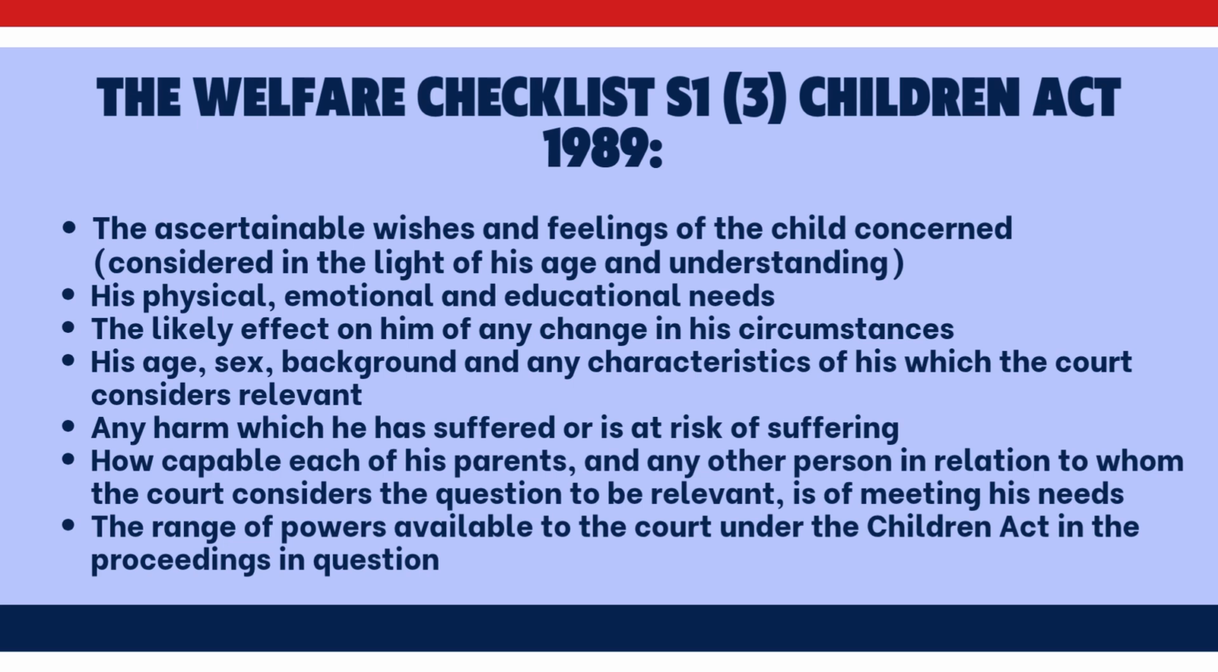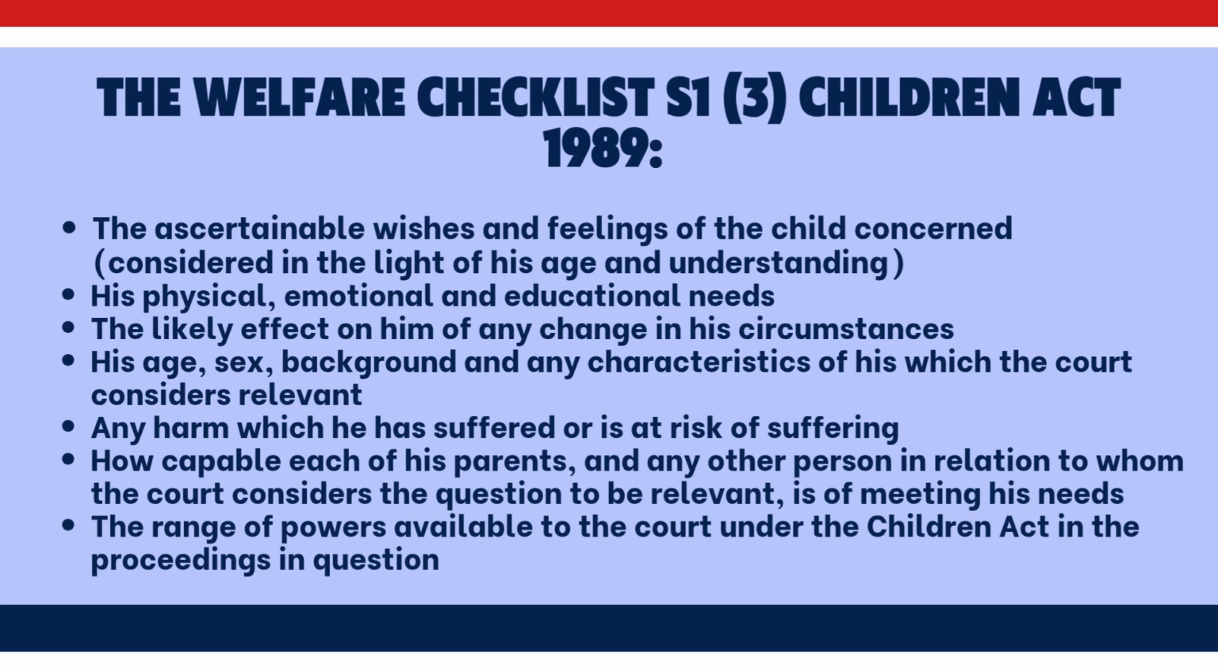So, what this means is that when a child expresses his wishes and feelings, for example who they would like to live with, will be taken into account by the court. However, the weight given to those wishes and feelings will depend on the level of the child's maturity and age. Next, his physical, emotional and educational needs. This includes basic needs like shelter, food, emotional stability, mental health, and access to proper schooling.